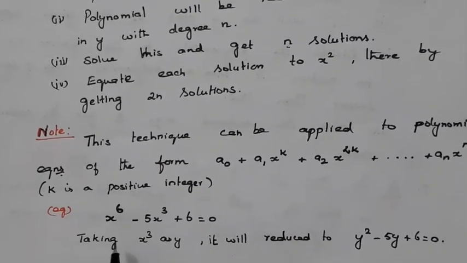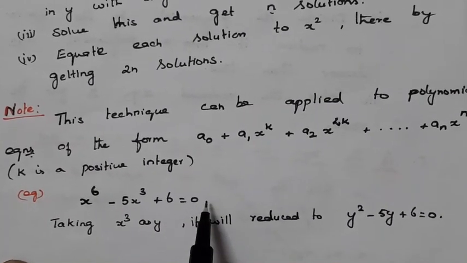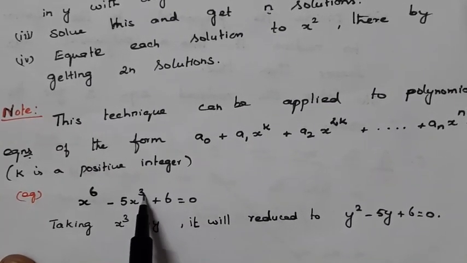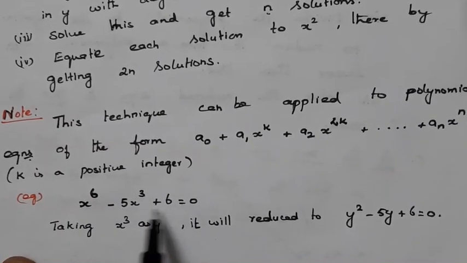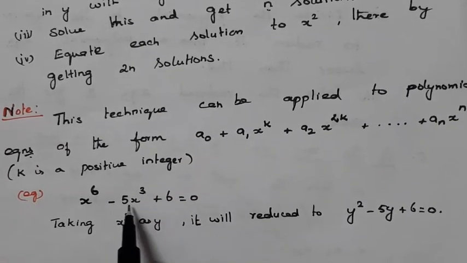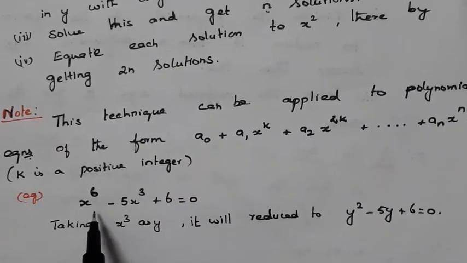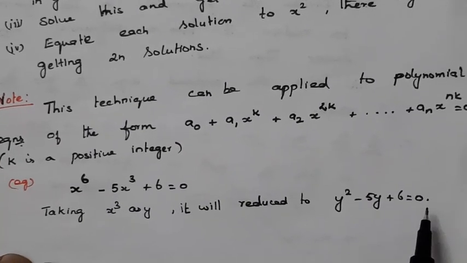See, for an example, consider the equation x power 6 minus 5x cube plus 6 is equal to 0. Here the least power is 3 and the other powers are multiples of 3, right? So for such equations also we can use the above technique. So what is the technique? You have to take this least power x cube as y. So the equation will reduce to y squared minus 5y plus 6 is equal to 0.